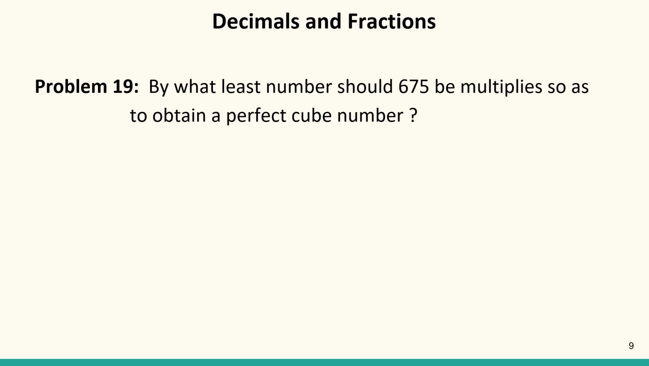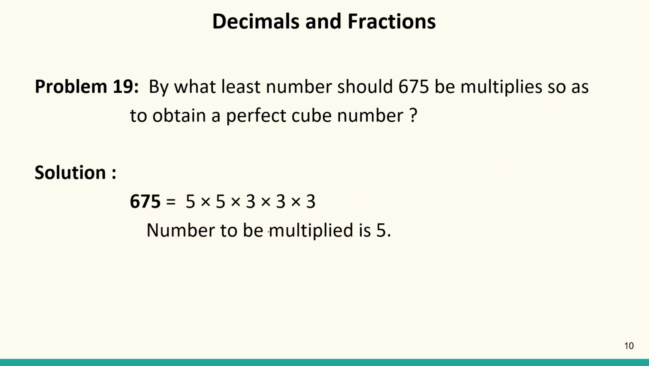It tells us: by what least number should 675 be multiplied so as to obtain a perfect cube number? So it tells us that 675 into x, where x is an integer, is equal to y cube, and y is also an integer. What is the minimum x so that this will become a cube?